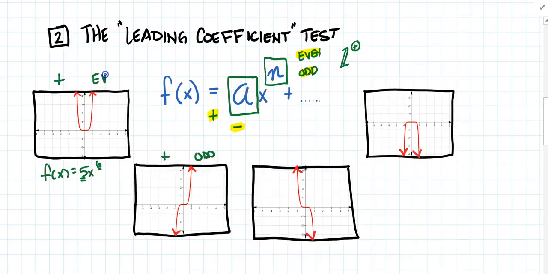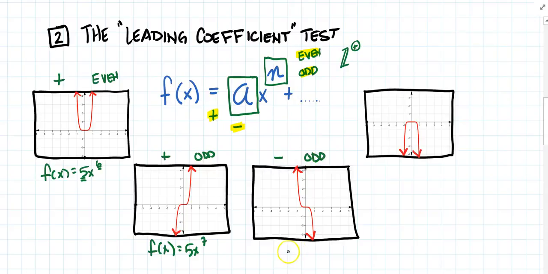If I have this picture over here, down on the left and up on the right, this is going to be a positive but an odd. Positive and odd. So as an example, I could have f of x is equal to 5x to the 7th. It's positive and it's odd. That's the guarantee of what my picture will look like. In this one here, this is negative and odd.